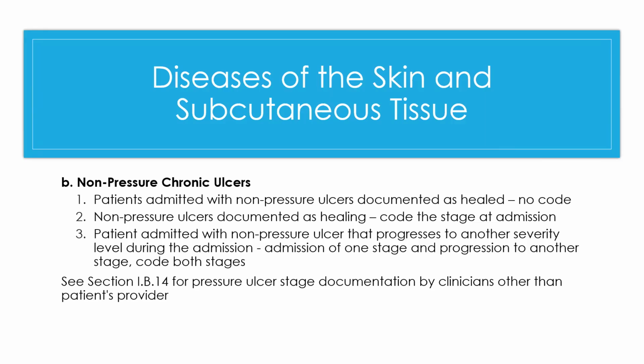And lastly, patient is admitted with non-pressure ulcer that progresses to another severity level during the admission. If a patient is admitted to an inpatient hospital with a non-pressure ulcer at one severity level and progresses to a higher severity level, again, as we previously stated, 2 separate codes should be assigned. One for the site and severity at admission and one for the site and severity at the highest level reported during the stay. If you want additional information on this, you'll see section 1B14 for pressure ulcer stage documentation by clinicians other than the patient's provider.